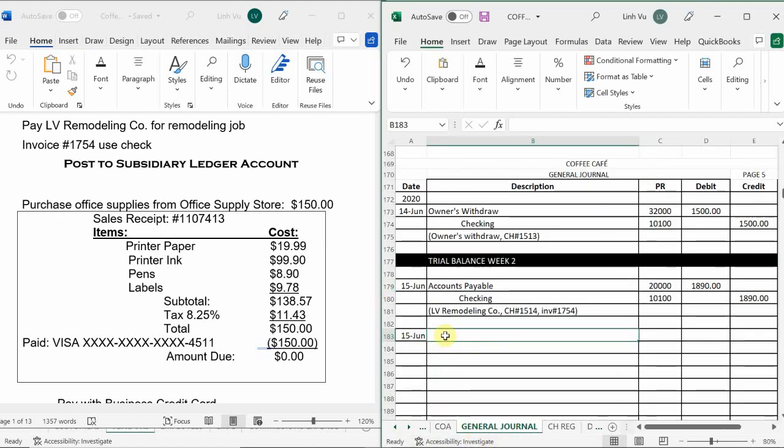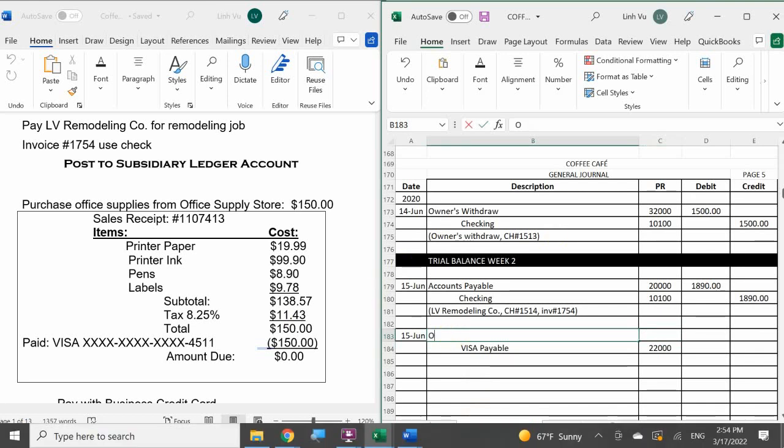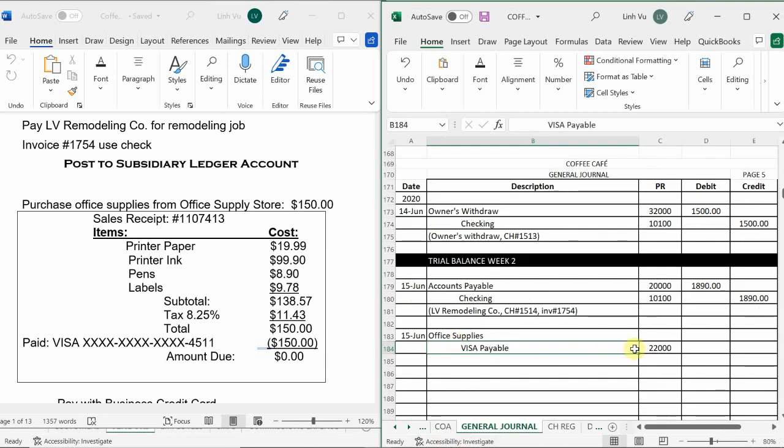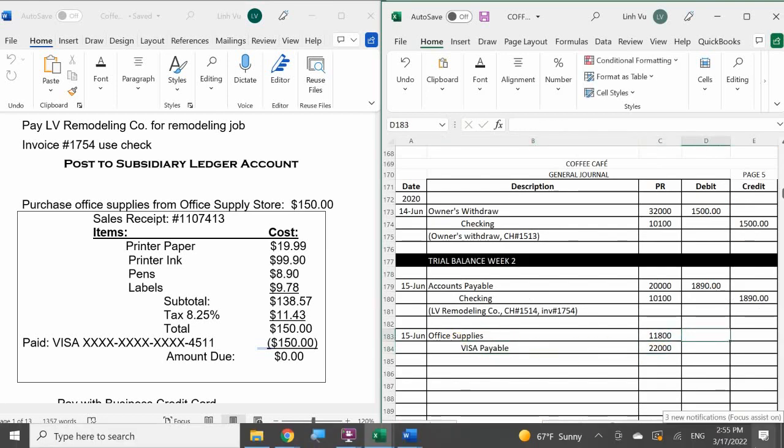So how am I going to journalize this transaction? Visa payable. And what else? Office supplies. Good. Visa payable, 22,000. Office supplies. What account number is office supplies? 11,800. And how much did I pay? 150. Okay.